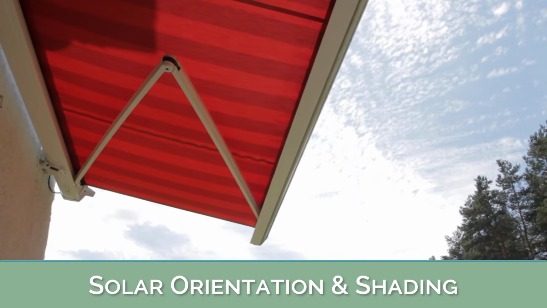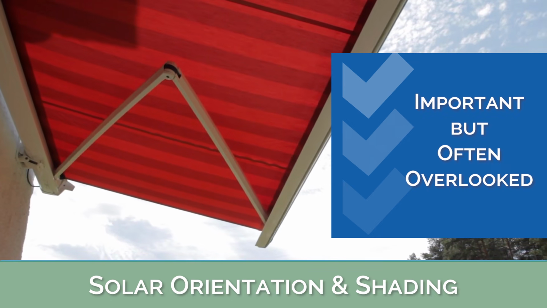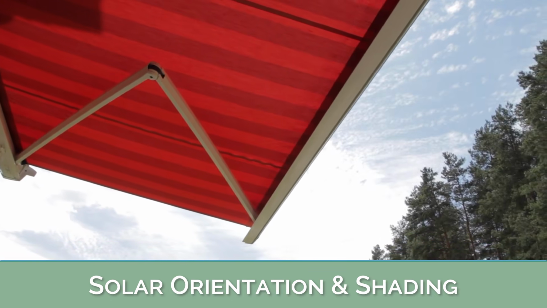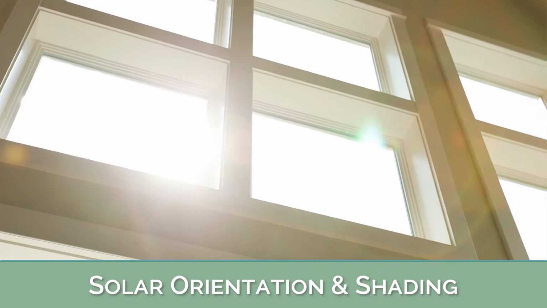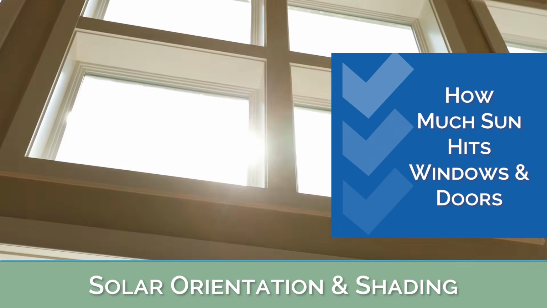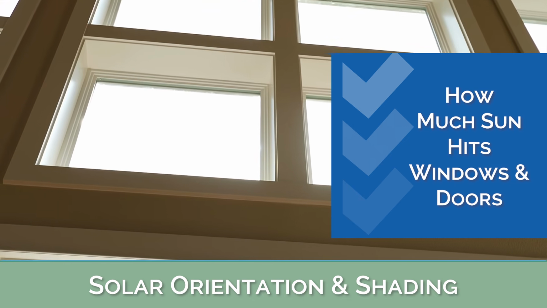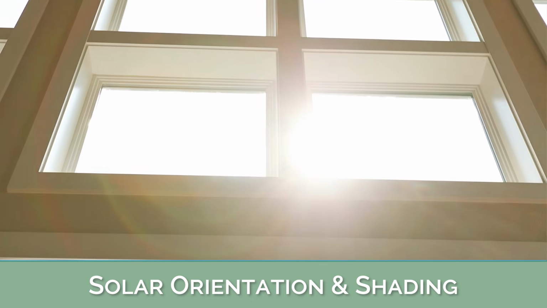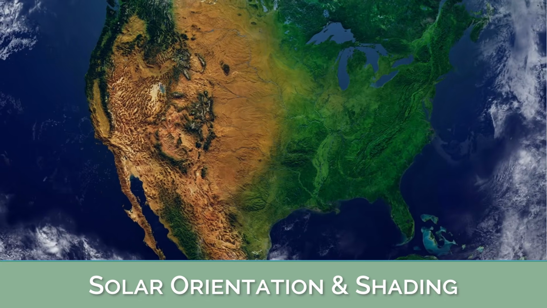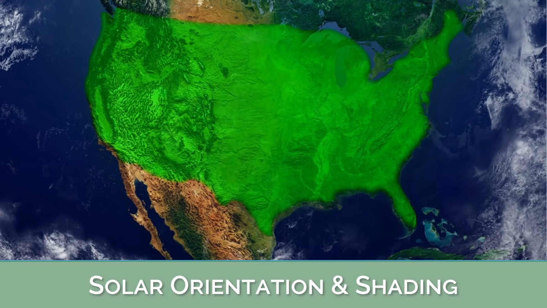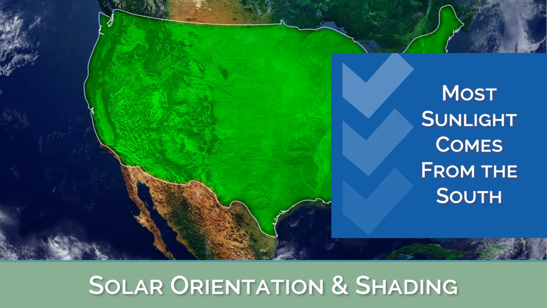Now let's discuss solar orientation and shading. An important yet often overlooked aspect of a home's performance and ability to maintain a comfortable environment indoors has to do with how much sun directly hits the house, and particularly the windows and glass doors, which allows heat and light inside. In the United States, we're located in the northern hemisphere of Earth, and so the greatest amount of sunlight naturally comes from the south, which is where the equator is in relation to the US.